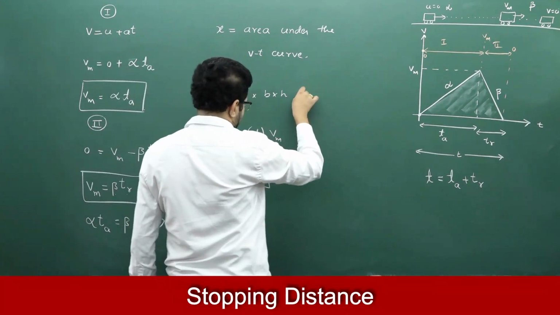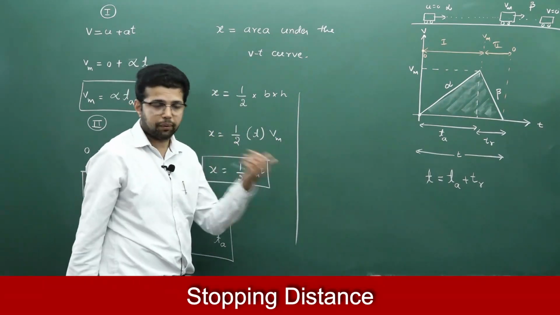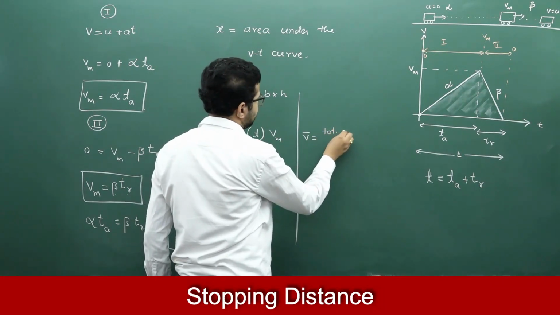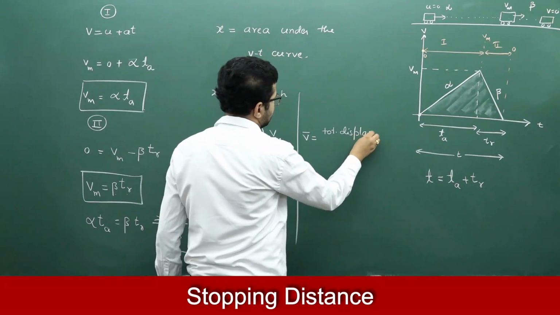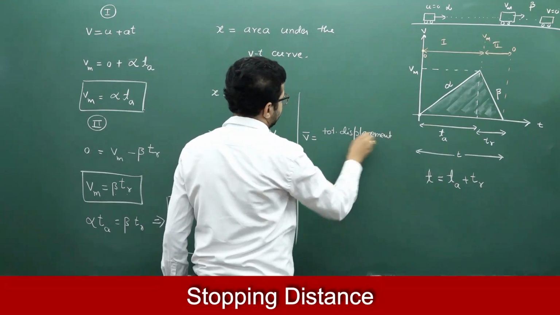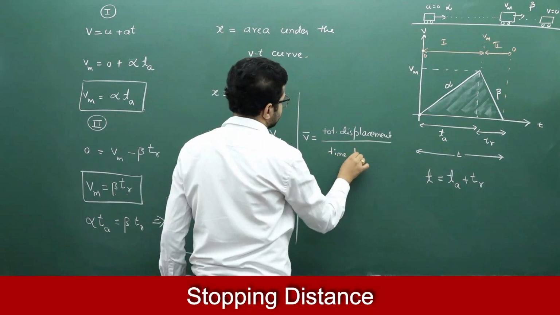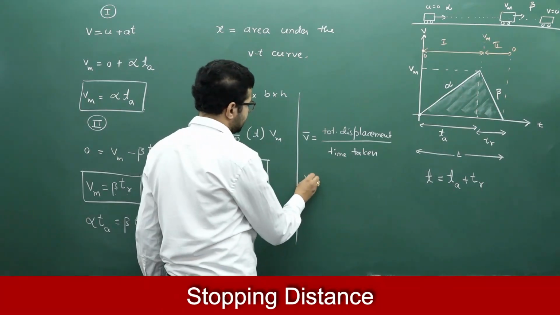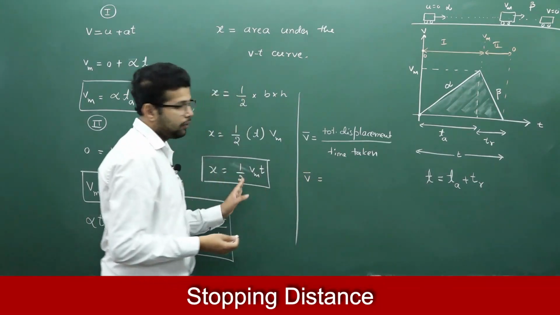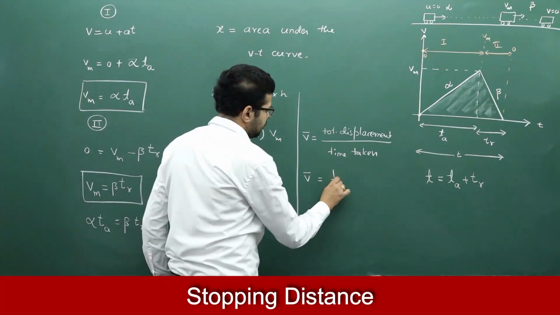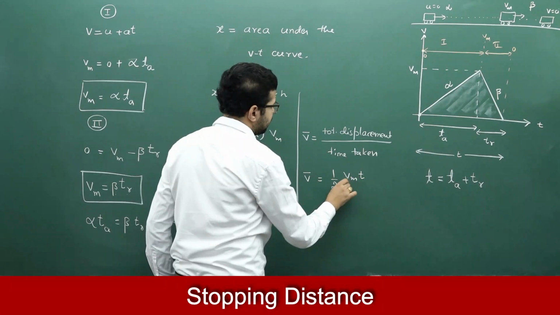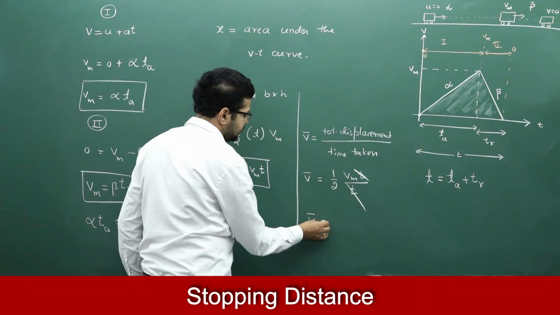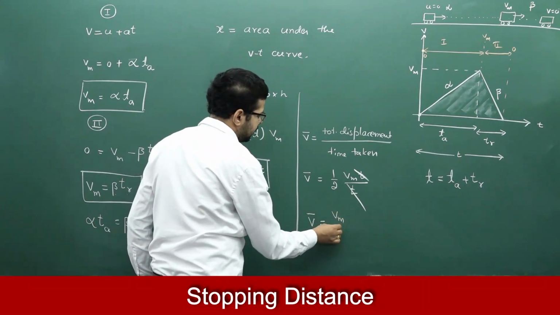Then we will calculate the average velocity in this process. How to calculate average velocity? Average velocity is equal to total displacement divided by time taken. Total displacement divided by time taken. So, what is total displacement or distance travelled? We have already calculated. It is half into Vm into t, divided by time taken for the entire process, which is t. So, t gets cancelled. So, average velocity in this process is equal to Vm divided by 2.